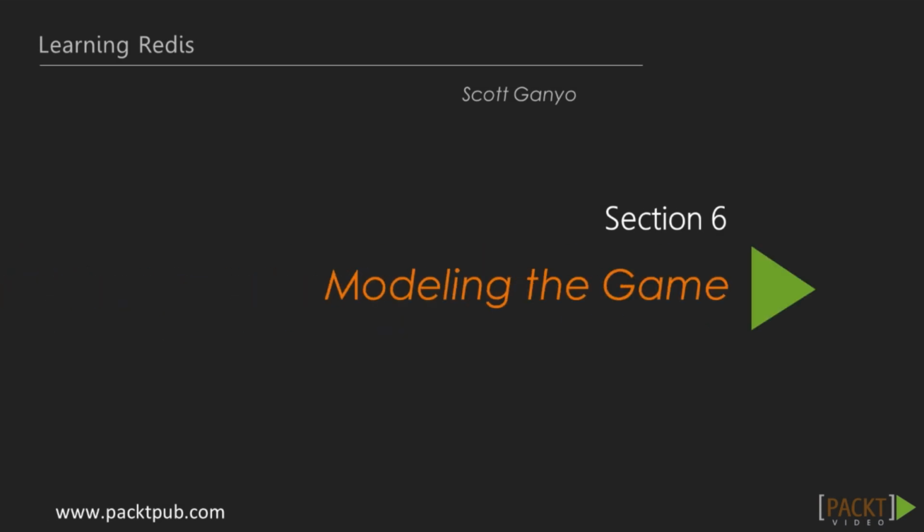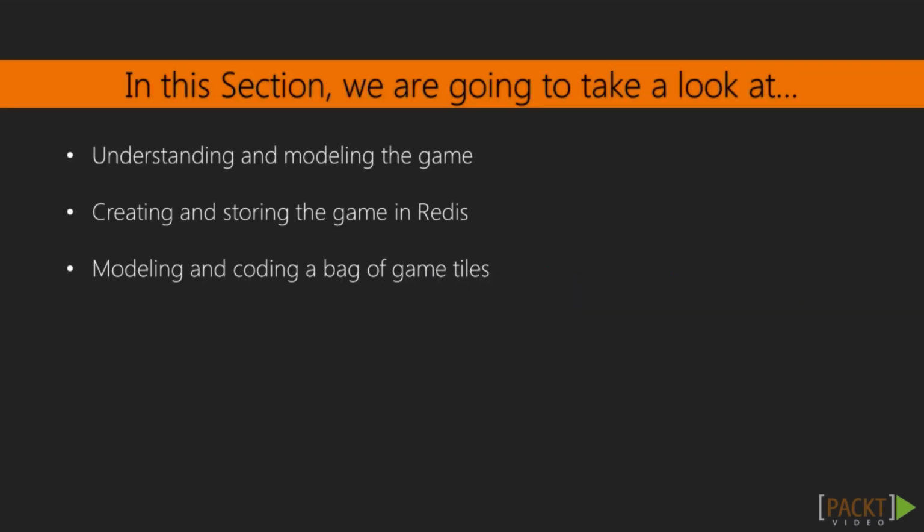Section 6, Modeling the Game. So now we're going to get into some serious modeling as we take on the game itself. In this section, we're going to model the game. We'll create, store, and retrieve the game model in Redis, and we'll also look at modeling a bag of game tiles, which, as you'll see, will be absolutely critical to our gameplay.